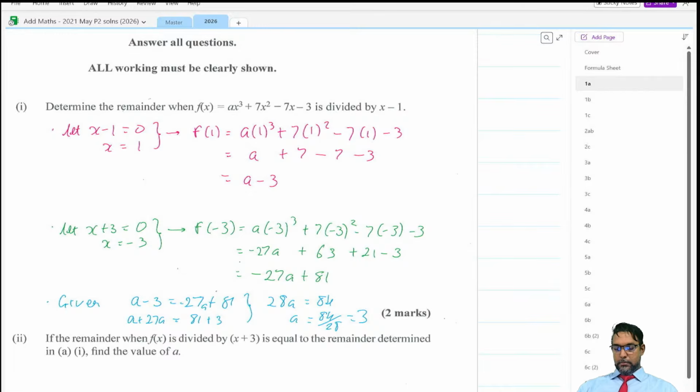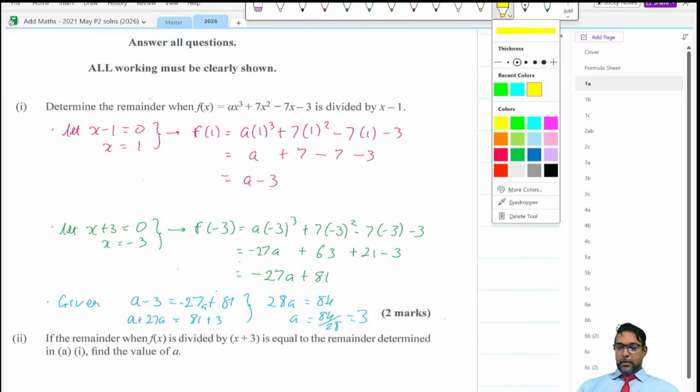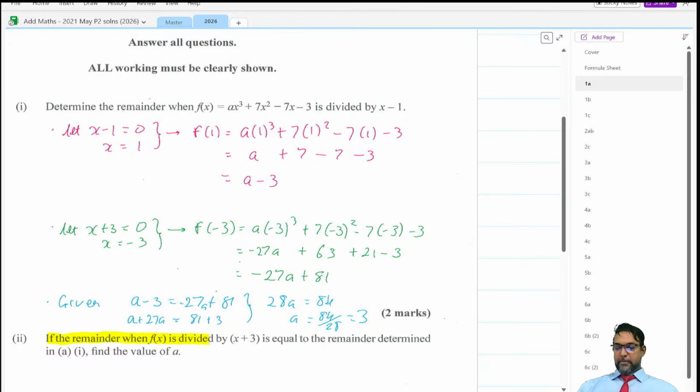Okay, good. What did he leave out? Then he left out the same as this graph. Okay, good. Yeah. Why do you equate the a minus 3 is equal to minus 27a plus 81? If the remainder, hold on. If the remainder, when f of x is divided by that, is equal to the remainder above, find the value of a. Oh, okay.